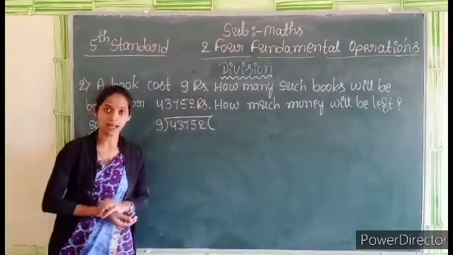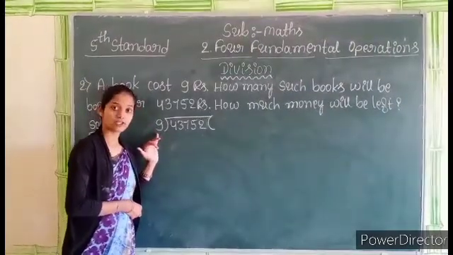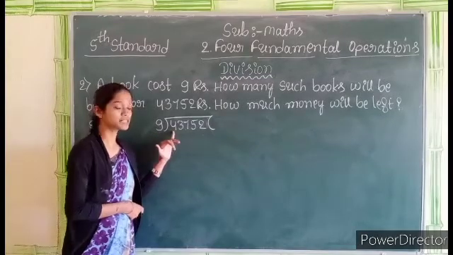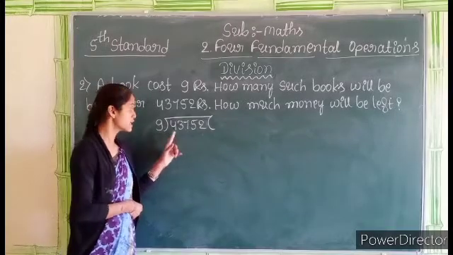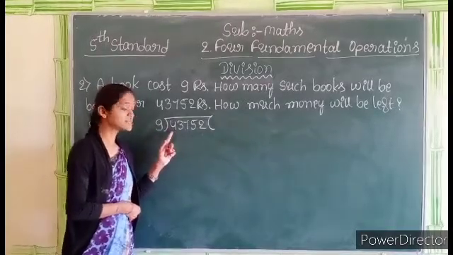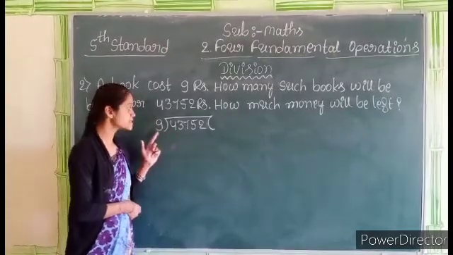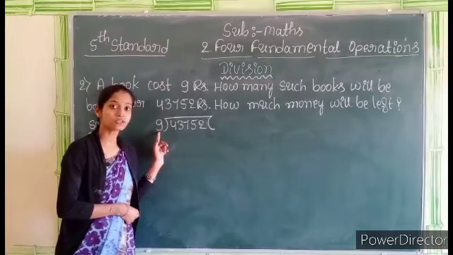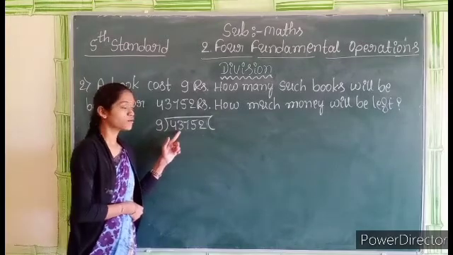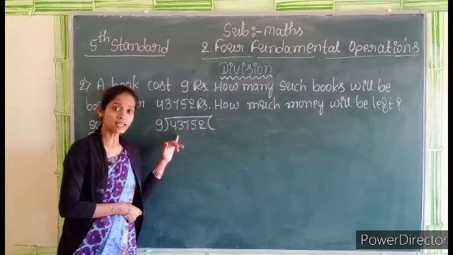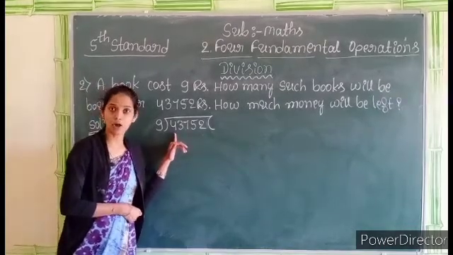43,752 by this 9. Okay, here we have the divisor, that is 9, a one digit number, and we have to consider first the leftmost digit of the dividend. Okay, that is 4, but this 4 is less than this 9. We cannot divide 4 by this 9, that's why we have to consider the two leftmost digits of the dividend, that is 43. Okay, 36 is the nearest number to this 43 in the table of 9.